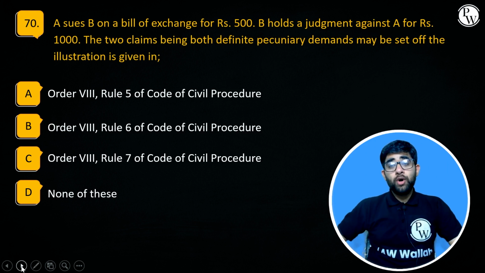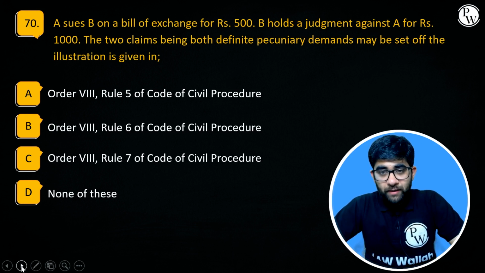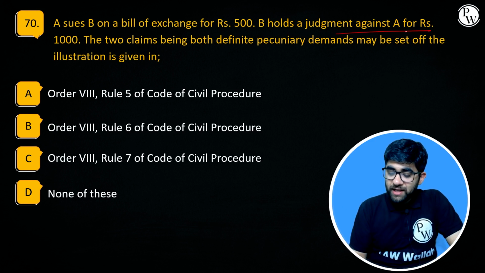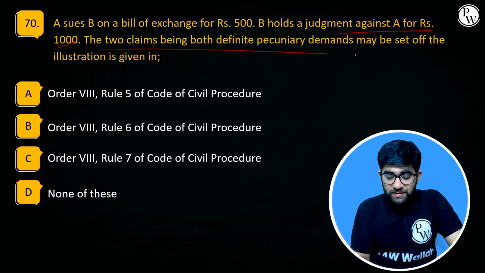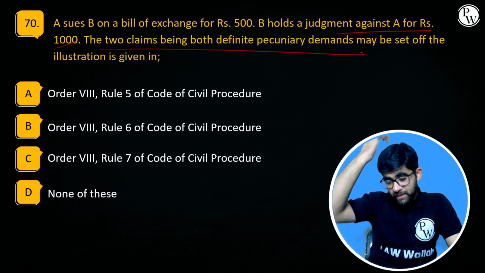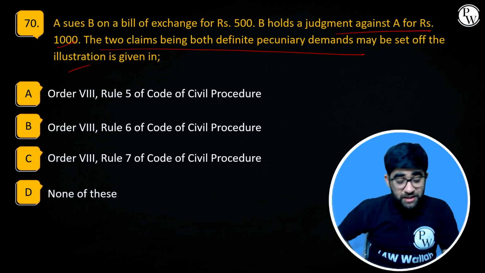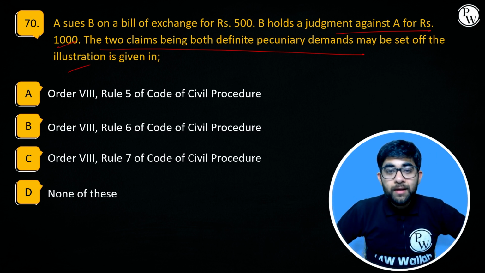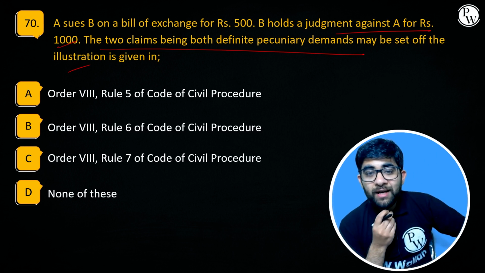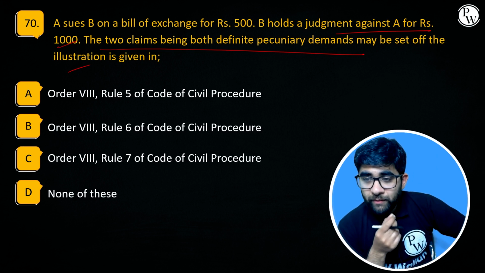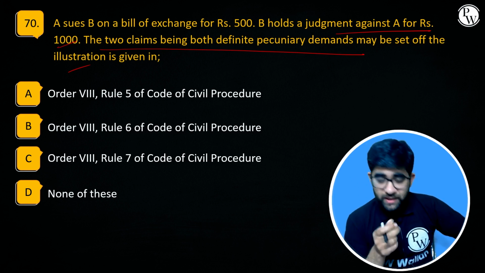A sues B on a bill of exchange of rupees 500. B holds judgment against A for rupees 1000. Two claims being both definite pecuniary demands may be set off. The illustration is given in Order 8 Rule 5, 8 Rule 6, 8 Rule 7, or none of the above. The answer to this is 8 Rule 6.